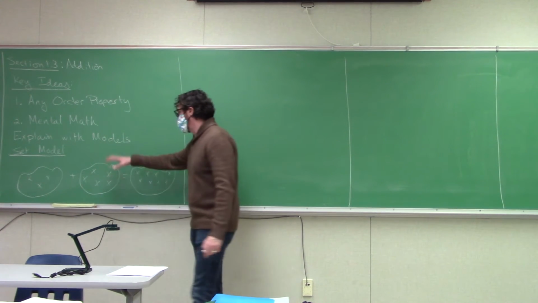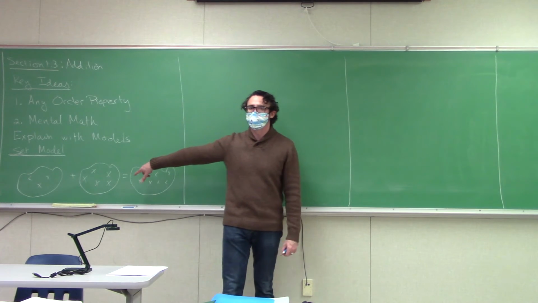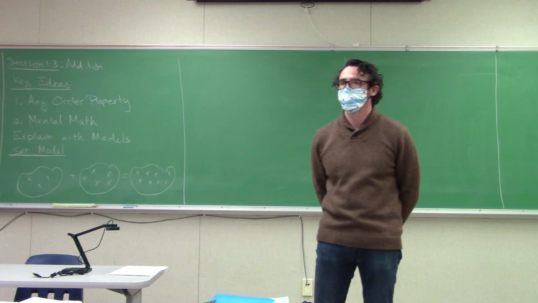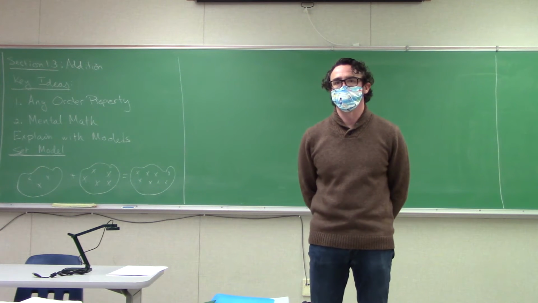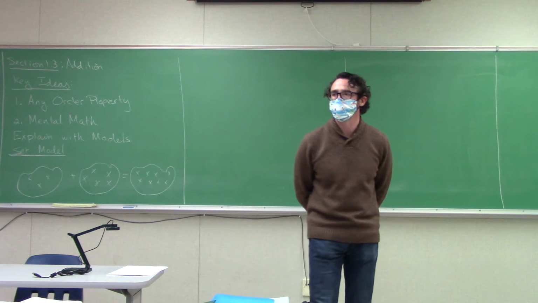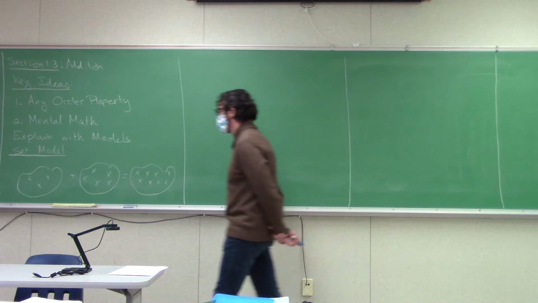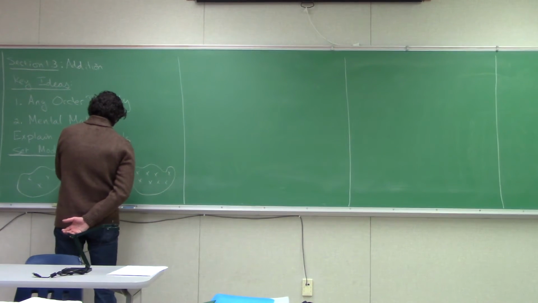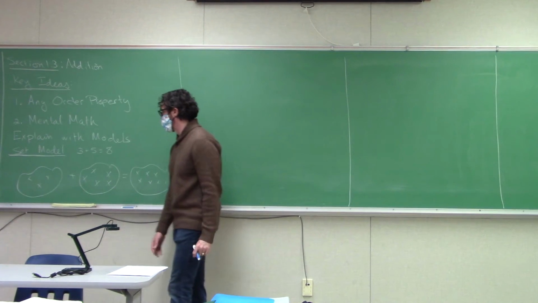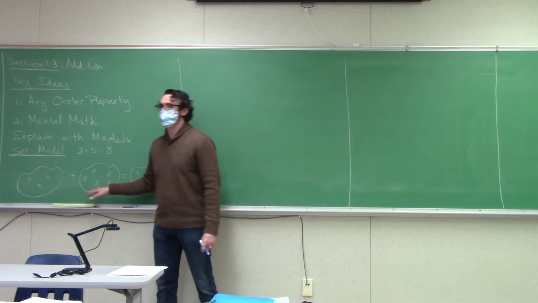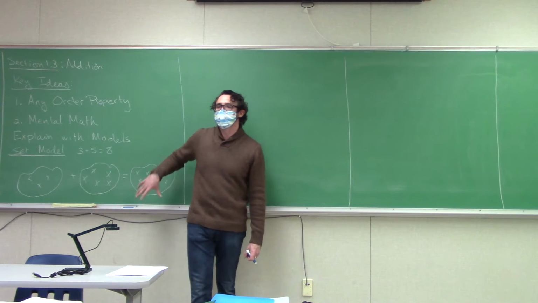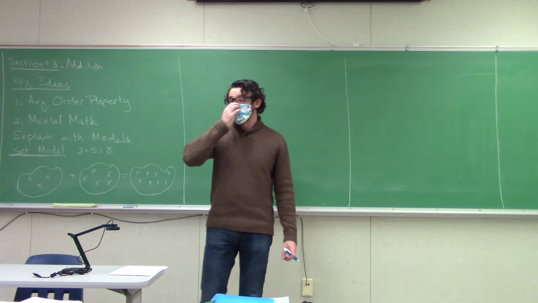So what am I illustrating here? What operation am I illustrating with that picture? Addition. And what's the addition problem? 3 plus 5 equals 8. So we have the one set indicating 3, the other set indicating 5, and we combine them into one big set with 8 objects. So that's good to introduce it.